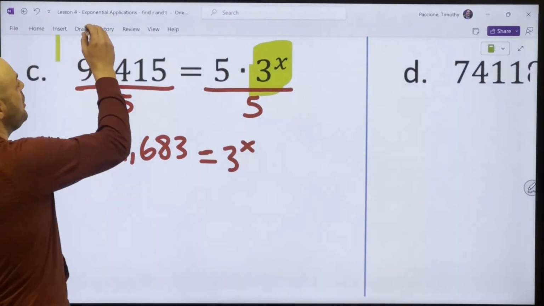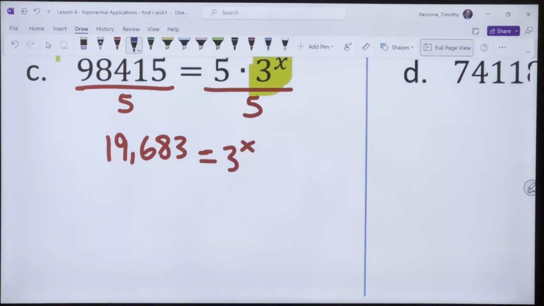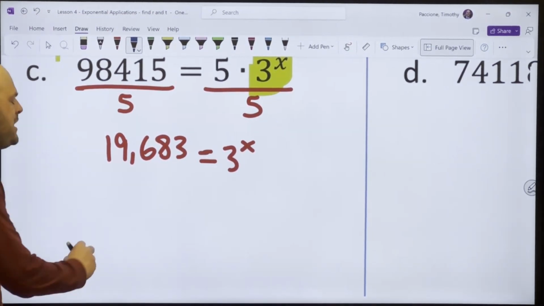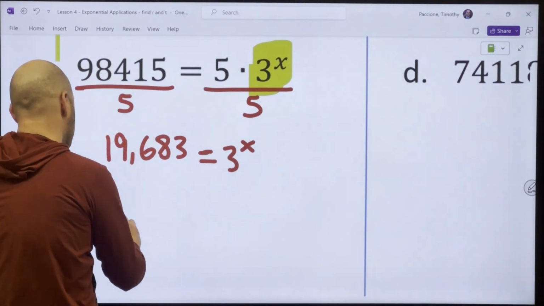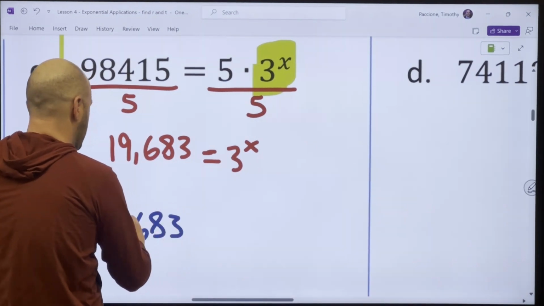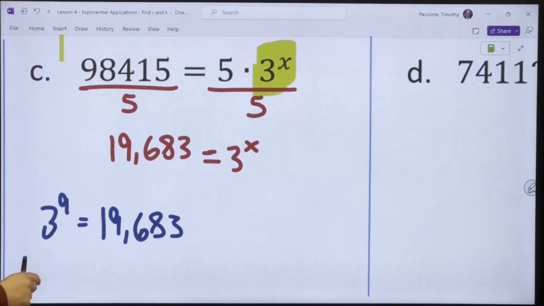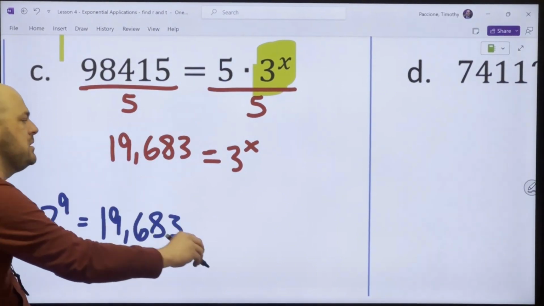So yeah, maybe you pick up your calculator and you're like, I don't know, 3 to the 8th. And it's not high enough. So you go 3 to the 9th. And you're like, oh, there it is. Because you would find out that 3 to the 9th equals 19,683. And I'll keep them perfect for now until I teach you the real way. But so that means if that's true, well, then that x must be 9.